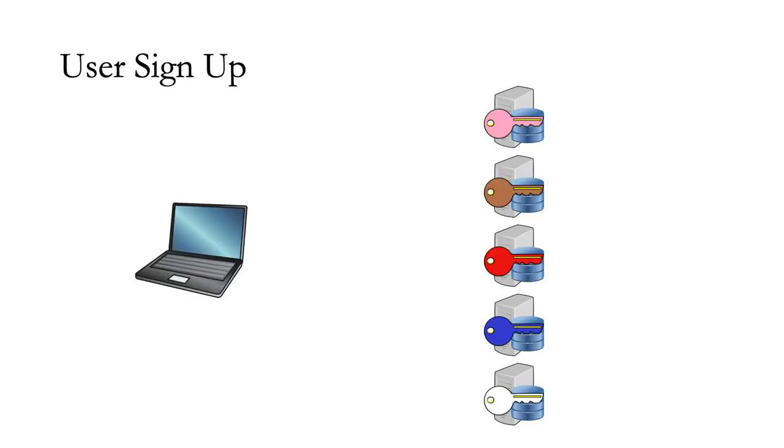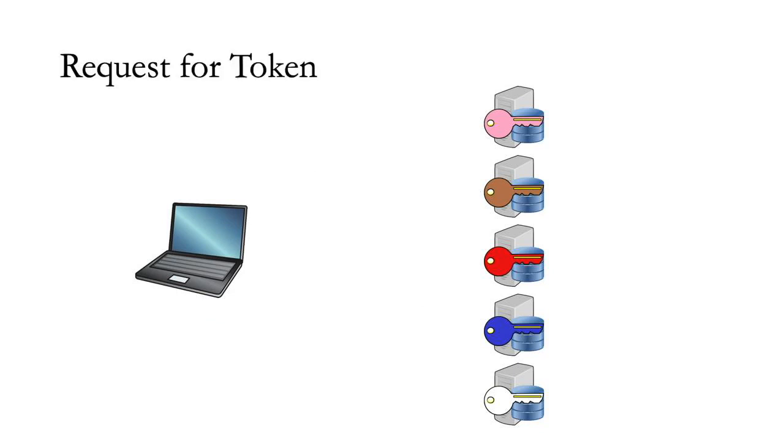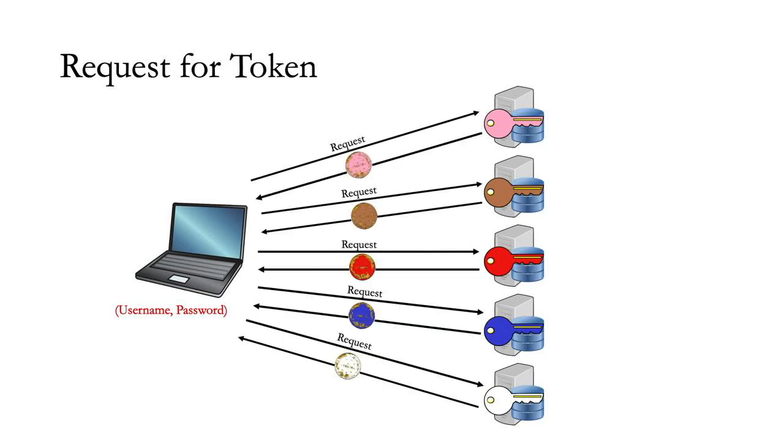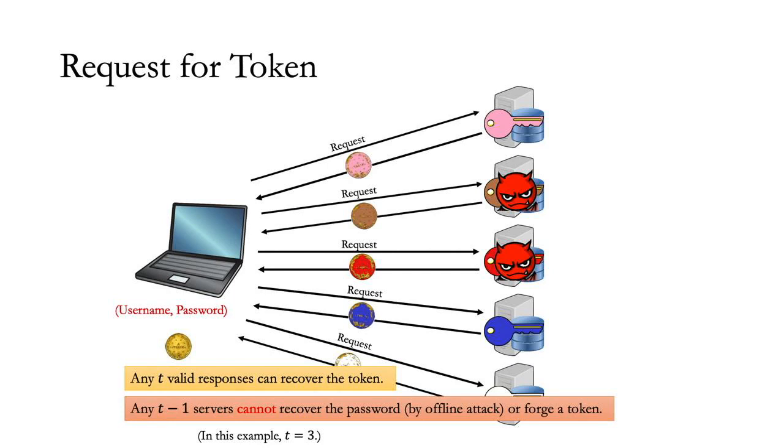And then every user has to sign up using its username and password. It has to sign up at every server. And then after the sign-up phase, it can again use the username and password to request a token. In this case, every server will use its partial secret key to generate a partial token. And then if you have T valid partial tokens, you can jointly recover a valid token. On the other hand, if up to T-1 servers are corrupted and colluding, they cannot recover the user's password by offline attack, forge a token, or recover the secret key.